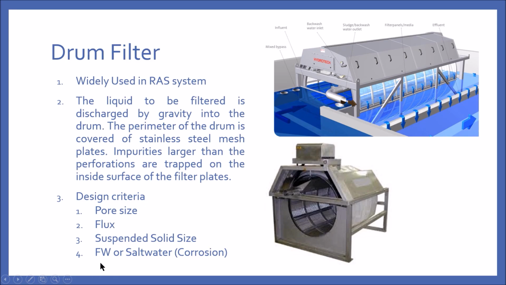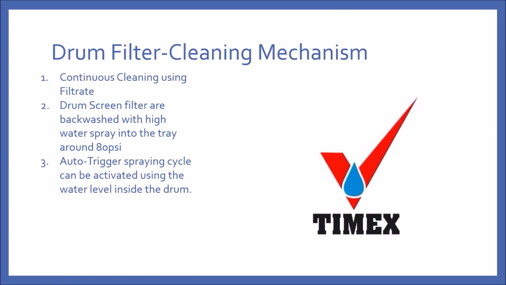So we can see here how a typical drum filter looks like. As you can see, dirty water will enter the drum filter via the center, and the drum slowly rotates while the clean water is filtered out through this mesh. Any filter will eventually clog up over time. However, the drum filter has a continuous cleaning method, as the drum filters are backwashed with a high water spray using the filtrate. Sometimes an auto trigger can also be activated using a water sample in the drum. I will now show you a quick animation of how a drum filter looks like.